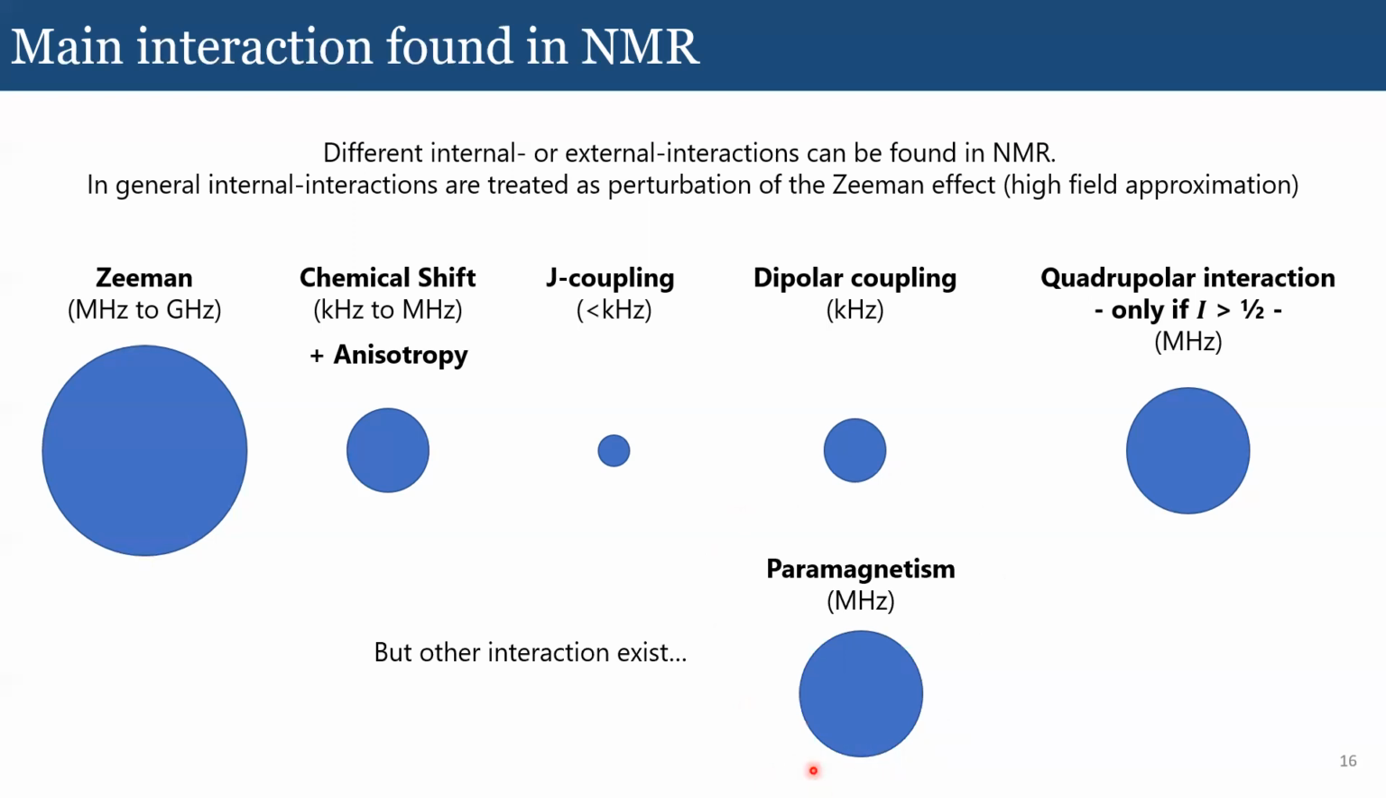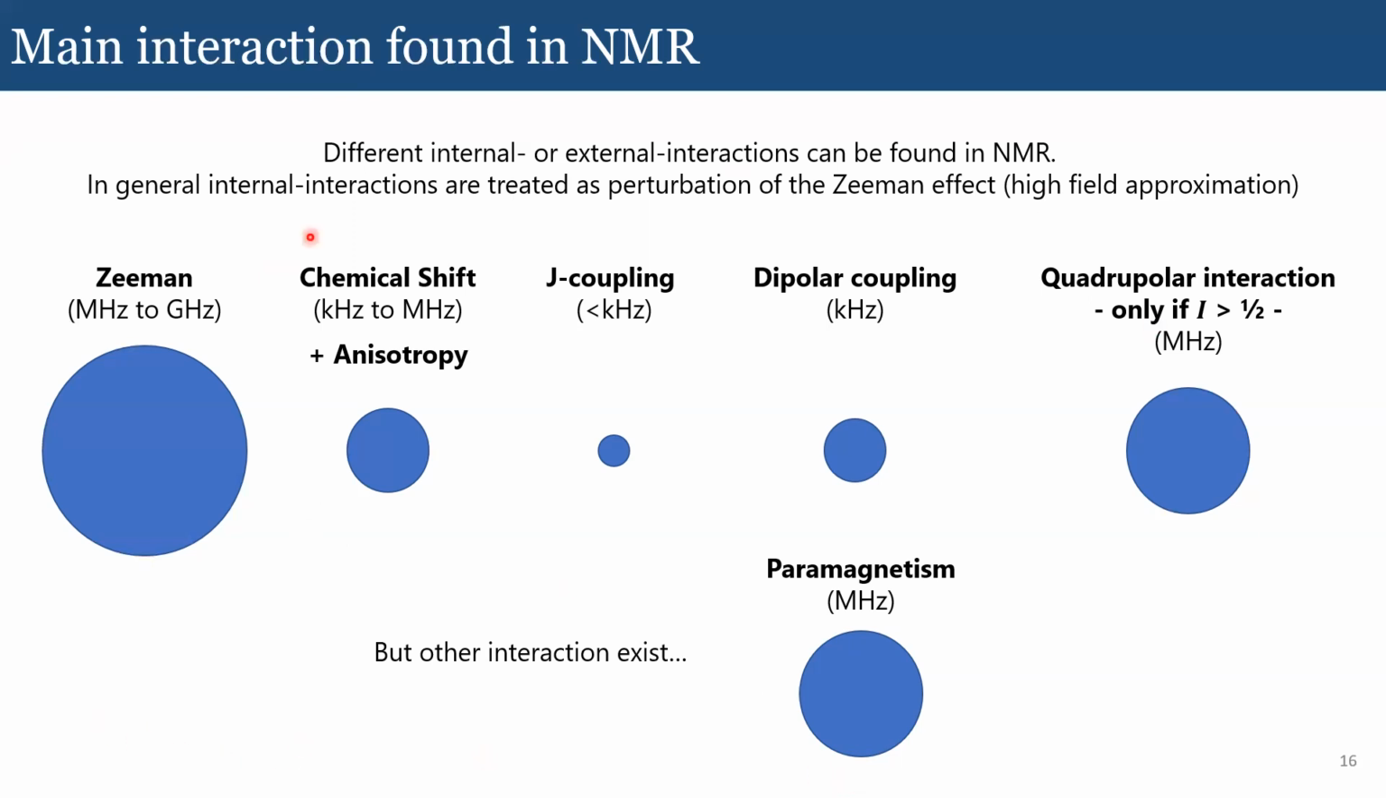First, your signals are going to be significantly broader, even if you have a spin half nuclei. And then the shift, so the chemical shift, is going to be much larger than what you would expect in a purely diamagnetic sample.